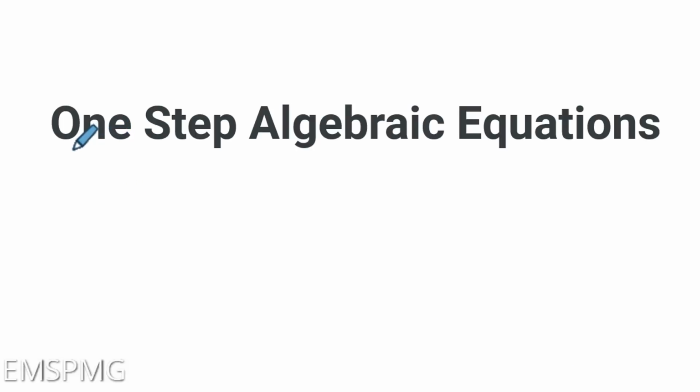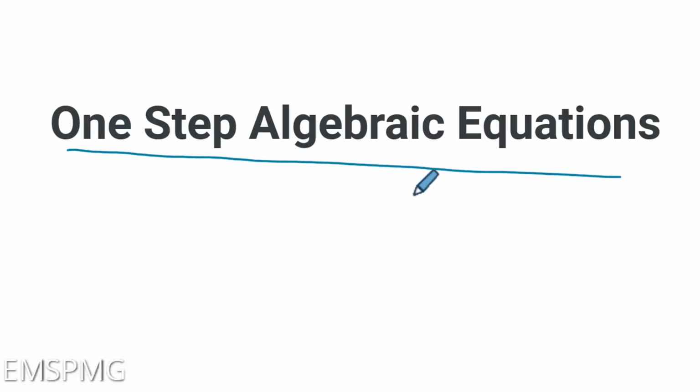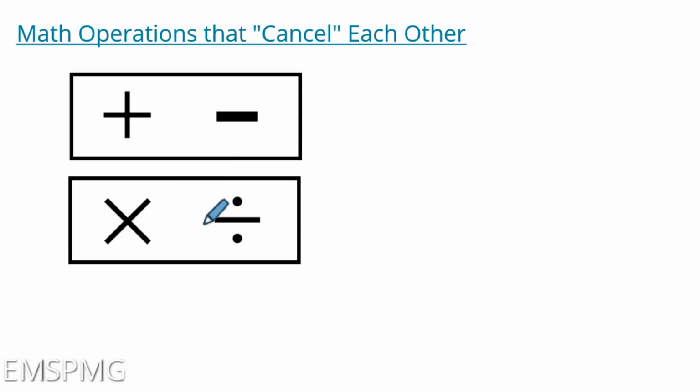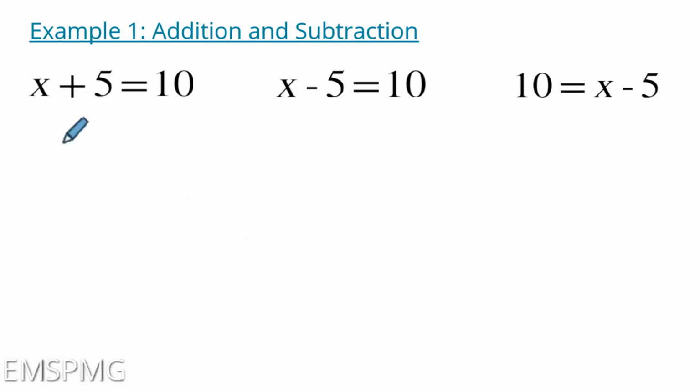Hey, so in this video, we're going to check out some one-step algebraic equations, how to solve them. So the first thing that you need to know is this idea that some math operations, quote unquote, cancel each other out. Okay, so the first one is that addition and subtraction cancel each other out, and multiplication and division cancel each other out. So let's try some of these concepts out.